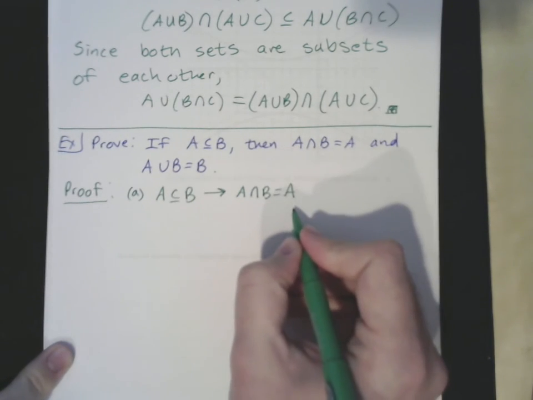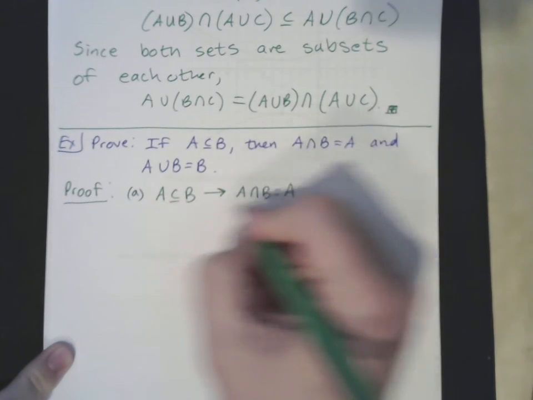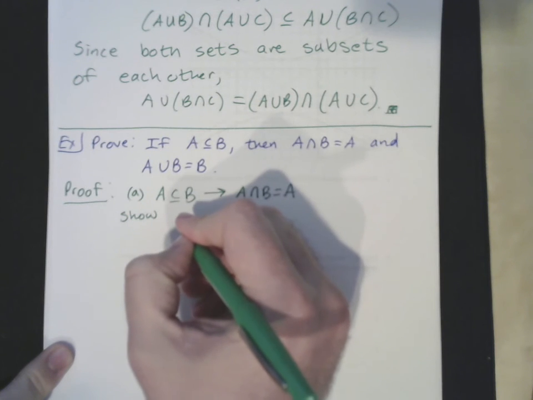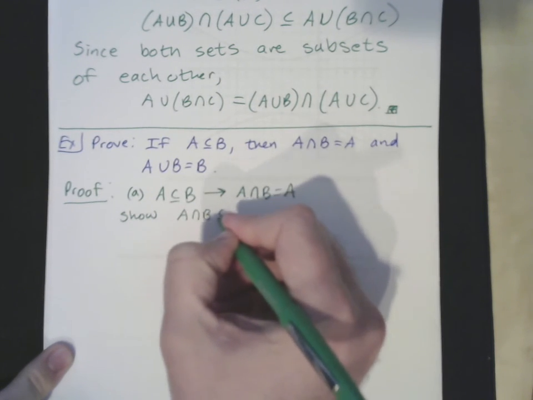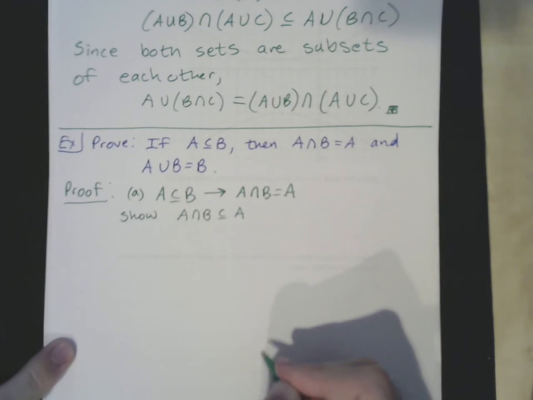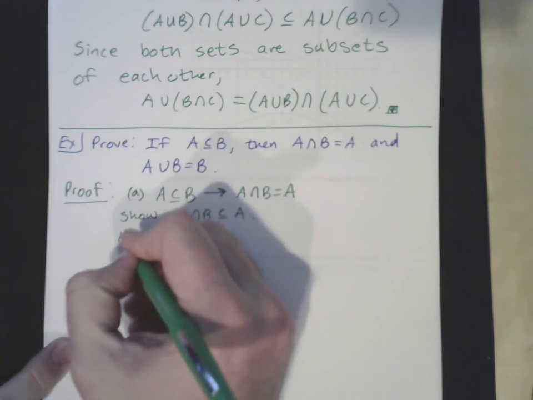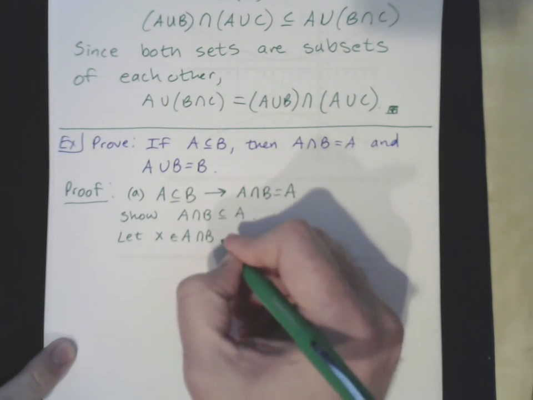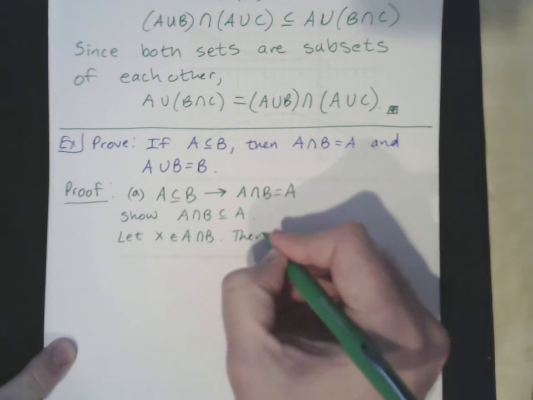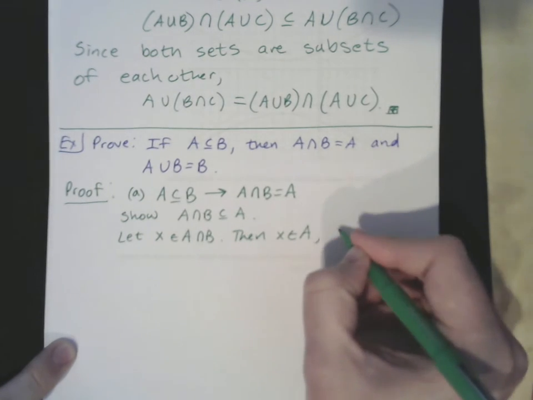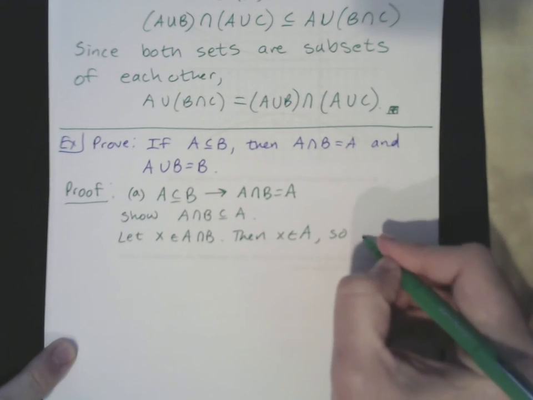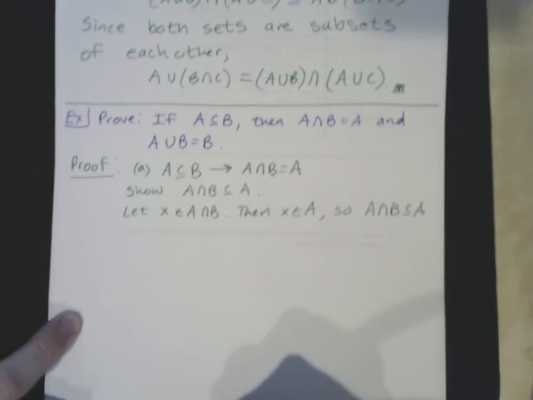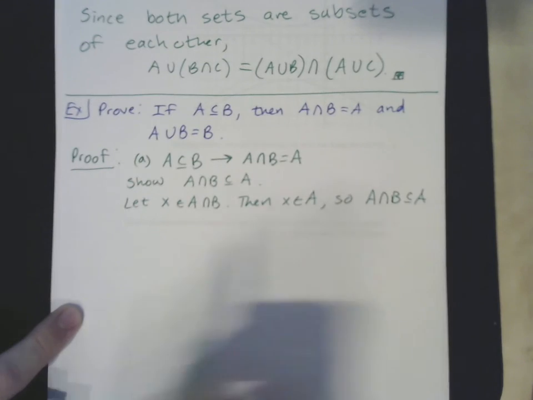So we're doing set equality, which means I want to show that A intersect B is a subset of A. So we're going to let X be in A intersect B. By definition, then X is in A. So A intersect B is a subset of A. We took an element from one and showed it was in the other.